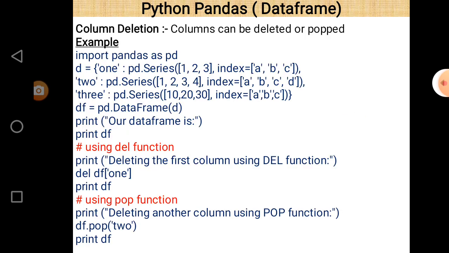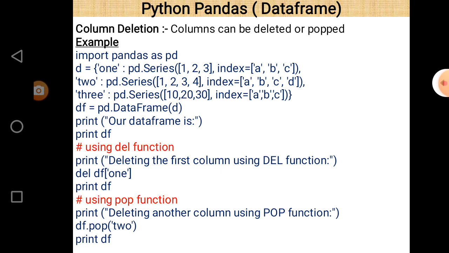Next is column deletion. If we want to delete a column, then there are two possible ways to do it, and these are use the del function or use the pop function. So both are the same. You can use both of them, but the syntax is a little bit different.